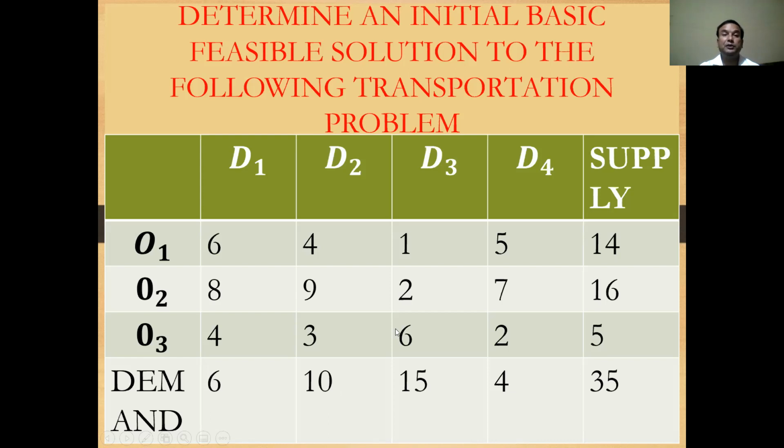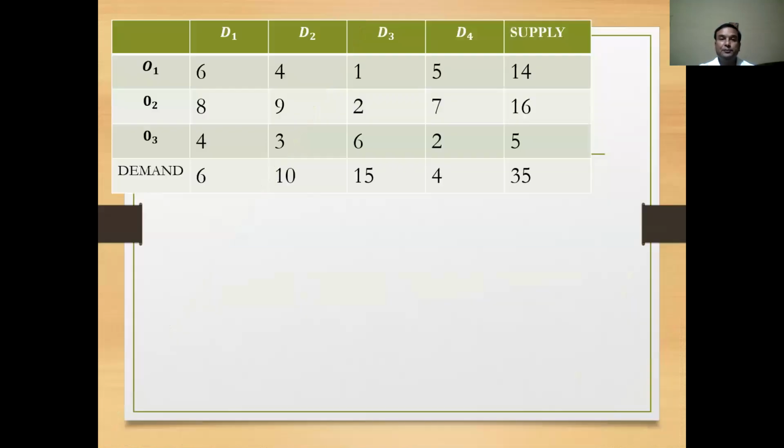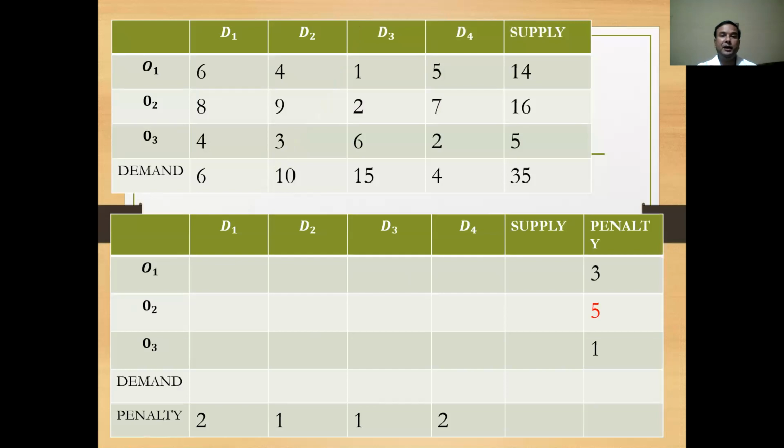So let us proceed with Vogel's approximation method. To apply it, we have to find penalties row wise and column wise. These penalties are the differences between the minimum costs allotted in the destinations as well as the origins. So this is the given table, and from that we prepare one more table. Here you can see this is the penalty.